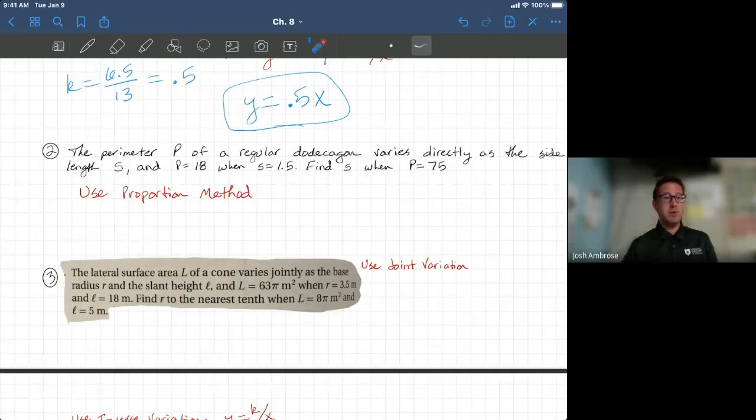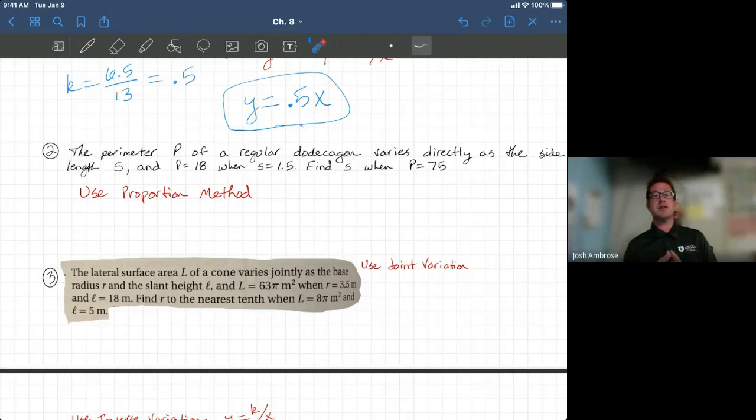All right, the perimeter P of a regular dodecagon. Doesn't matter if you remember any of that part from geometry, because you probably don't. Let's keep moving. All right, a perimeter P of a regular dodecagon, whatever, varies directly as the side length S, and P equals 18, S is 1.5.